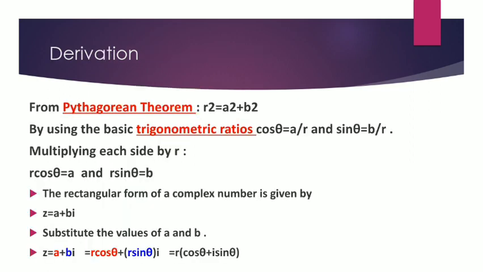Now if you use Pythagoras theorem here, you have r square equal to a square plus b square. By using the basic trigonometric ratios, cos theta equal to a by r and sin theta equal to b by r, and multiplying each side by r, you will get r cos theta equal to a and r sin theta equal to b. And you put it in the form z equal to a plus ib, then you will get z equal to r cos theta plus r sin theta into i, which is also written as r into cos theta plus i sin theta. This is the actual representation of any complex number in polar form. Just have a look at the derivation once again.